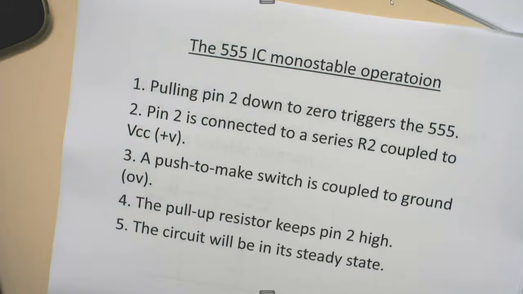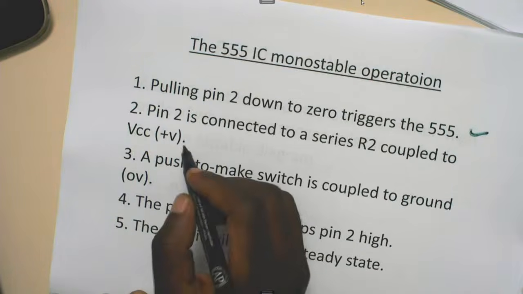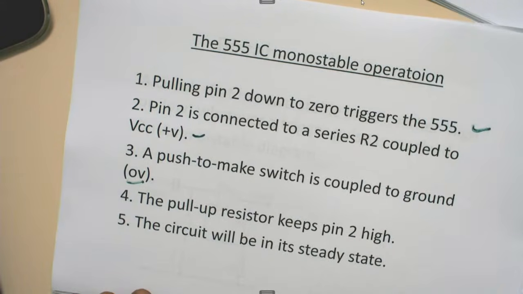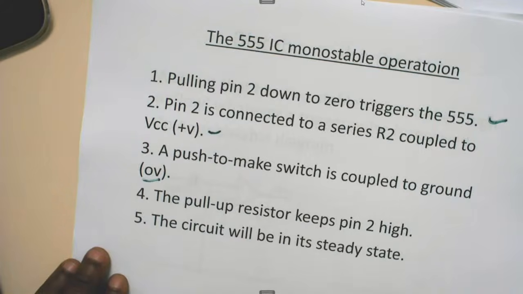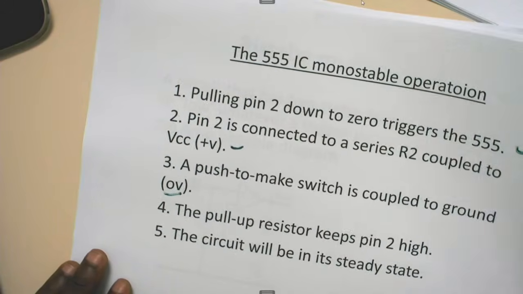Number 1, pulling pin 2 down to 0 triggers the 555. Then point number 2, pin 2 is connected through a series R2 to VCC plus voltage. Number 3, a push-to-make switch is coupled to the ground, which is 0 voltage. Number 4, the pull-up resistor keeps pin 2 at high. Number 5, the circuit will be in its steady state. So this is your operation of the 555 IC monostable.